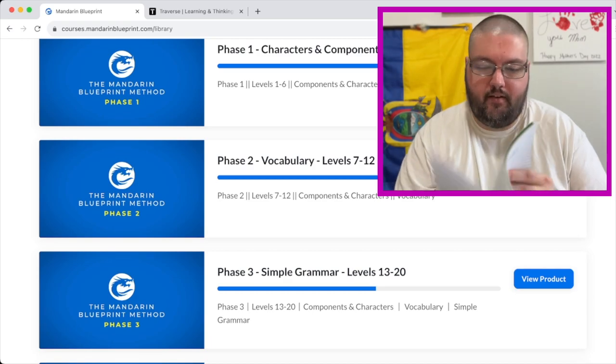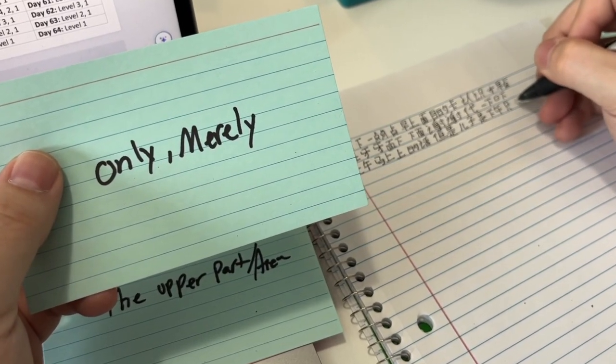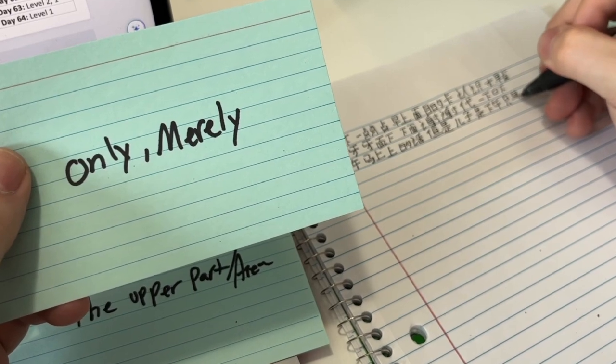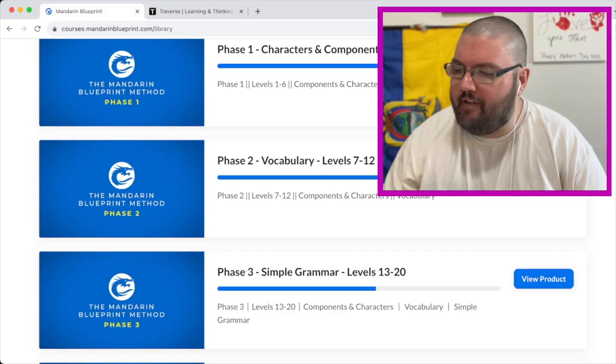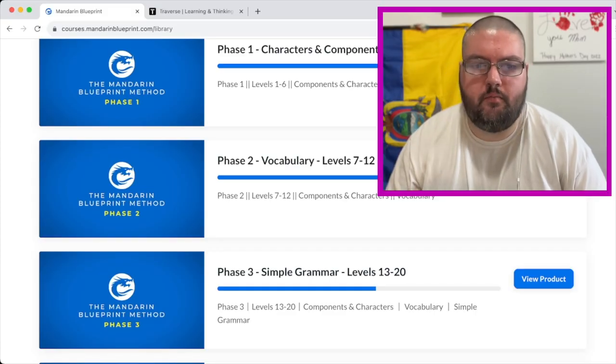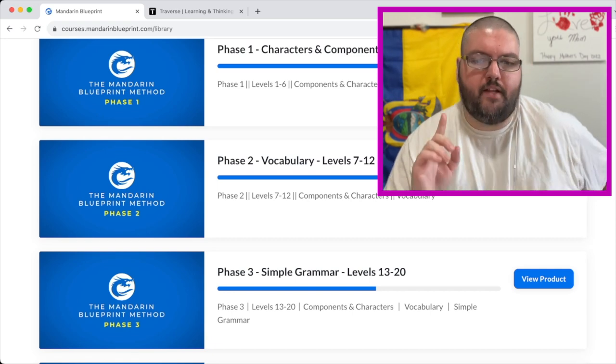And I've spent quite a bit of time writing. I love writing, and it helps me remember the characters. It really, really does. I find that writing them has helped me be able to read them a lot more. It's almost like there's science involved in that, but that's a whole different story.